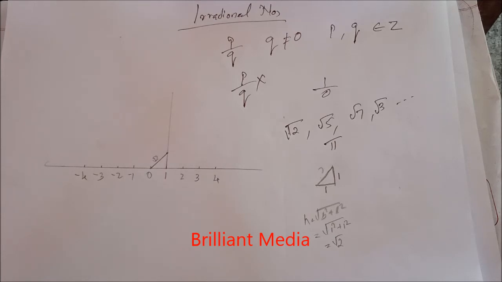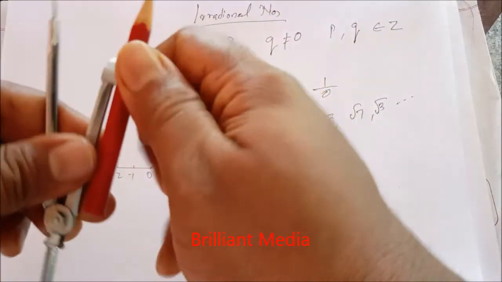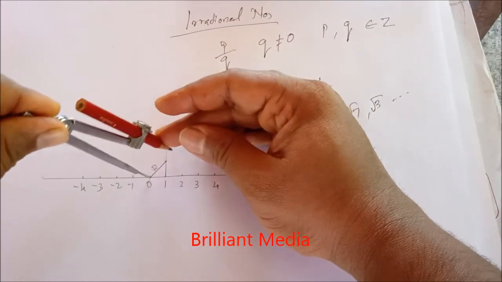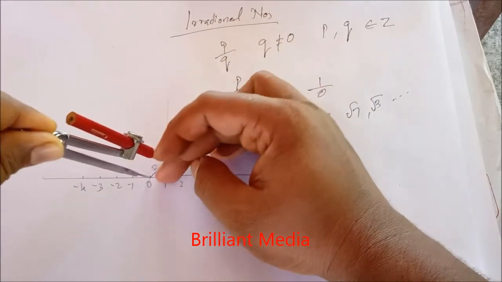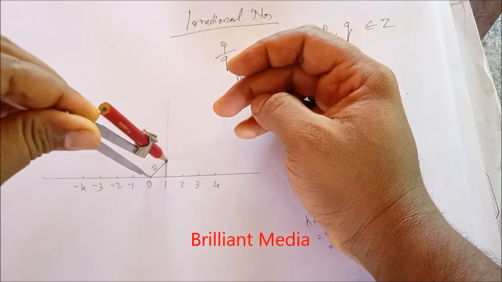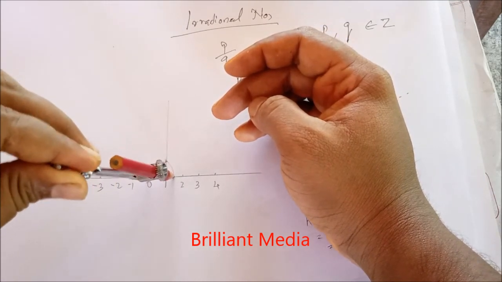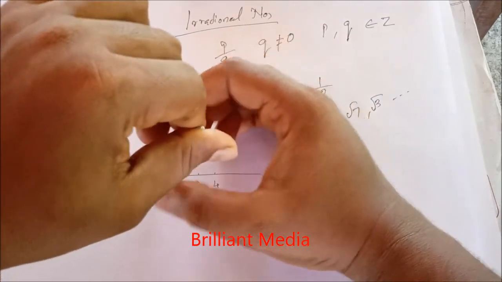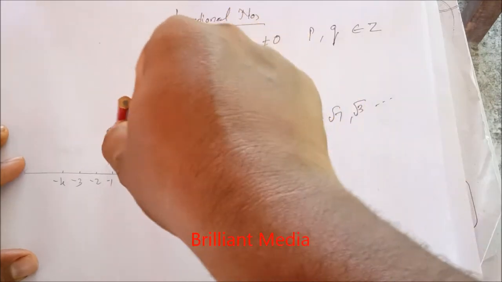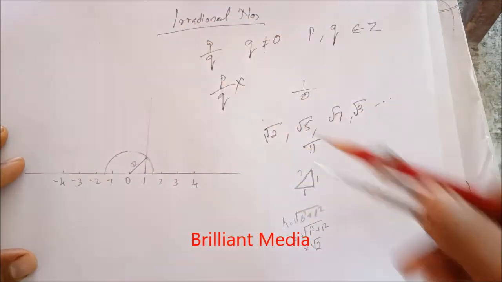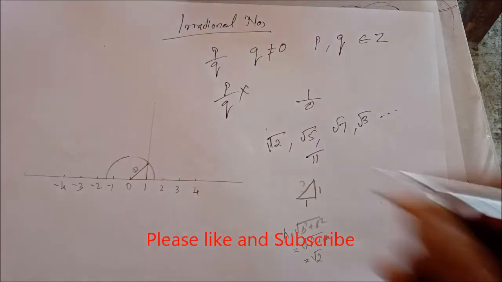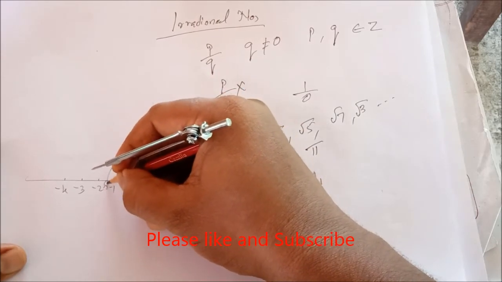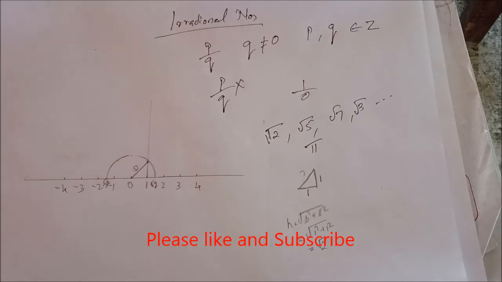Take the compass and fix the pencil on the compass. Taking 0 as the center, make sure that the center is 0, and taking the hypotenuse of this right angle triangle as the radius, we can just join to the number line. Now we got 2 points. On the positive side we can write it as root 2, and on the negative side it is minus root 2. So now we have represented root 2 on a number line.